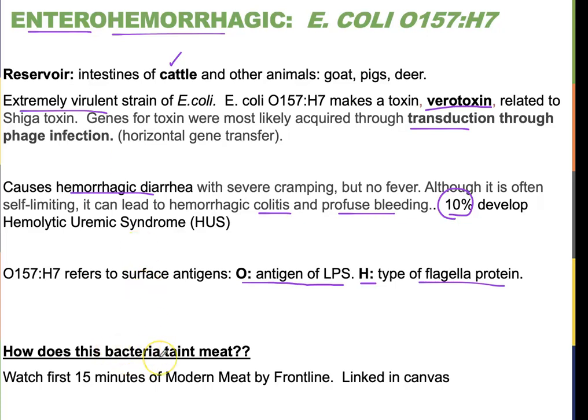There is a clip. I'm not going to show it now because it's 15 minutes long, but it is from Frontline, a PBS-produced show, and it's basically focused on modern meat. This is an hour long if you want to watch the whole thing, but it's basically how we farm our meat today and how it really lends to the creation and transmission of these very antibiotic-resistant, dangerous bacteria. So I would like you to watch the first 15 minutes. That's linked in Canvas.